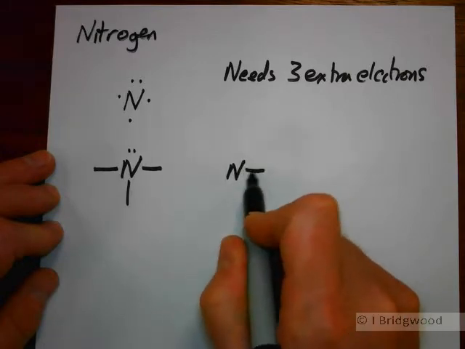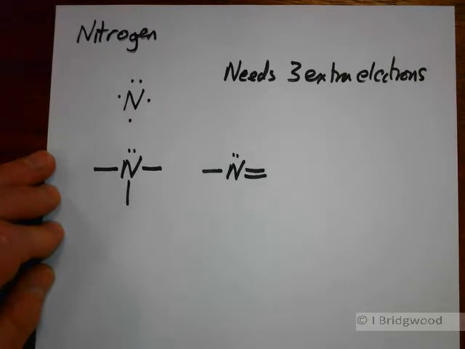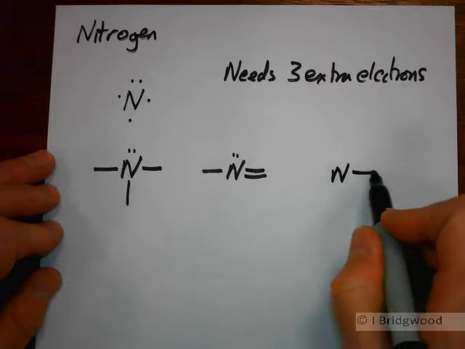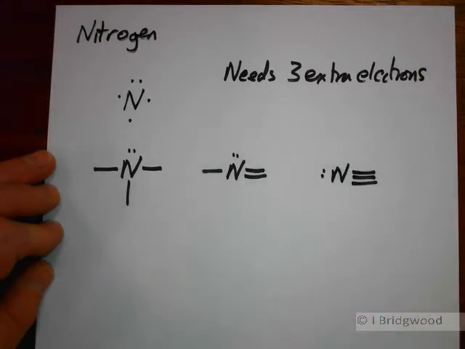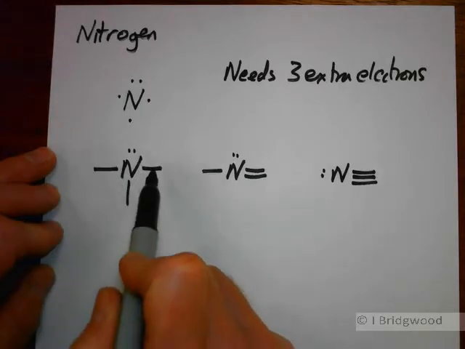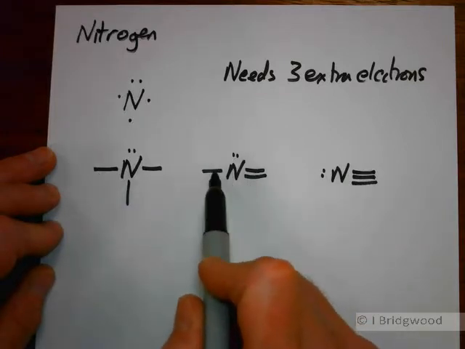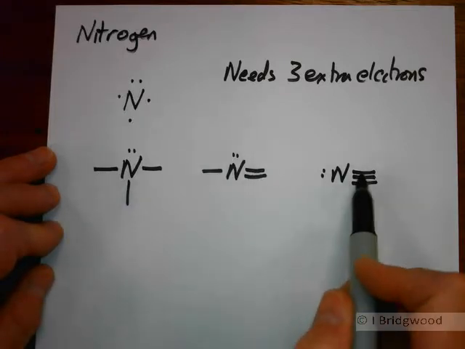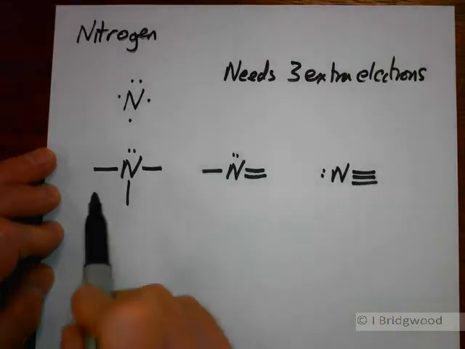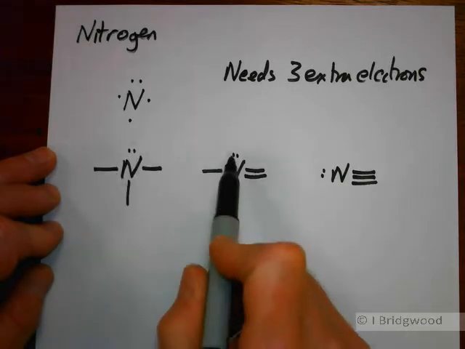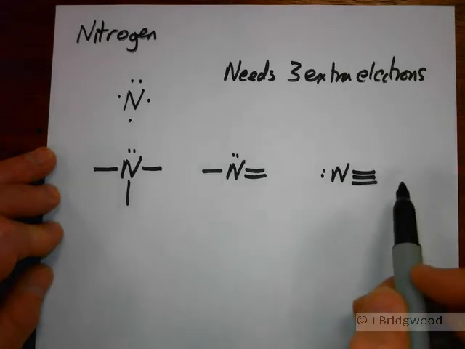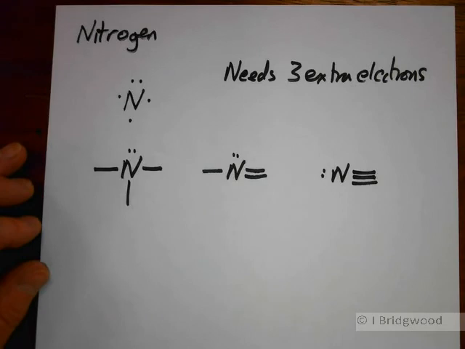So another possibility, we could have a double and one single, like that, or one triple bond, like that. And notice in each case there are 8 electrons around nitrogen: 1, 2, 3, 4, 5, 6, 7, 8. And the number of electrons from nitrogen itself is 1, 2, 3, 4, 5. Each stick represents a pair of electrons, but only one of those electrons is from nitrogen.